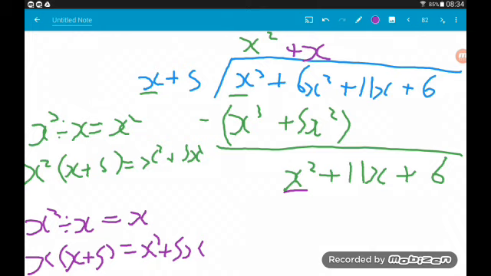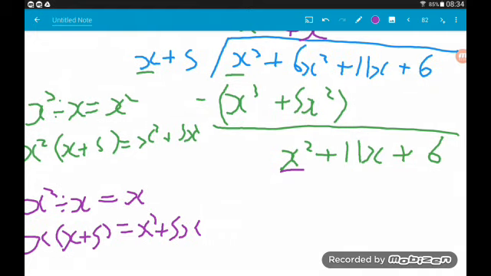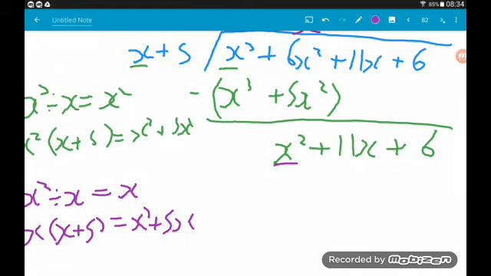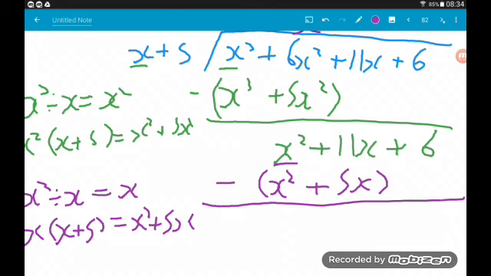Okay, so now we write that underneath the last green expression. So we've got x squared plus 5x, and we subtract this purple expression from the green one. So x squared minus x squared cancels out. 11x minus 5x gives us 6x. And then the 6 carries down.